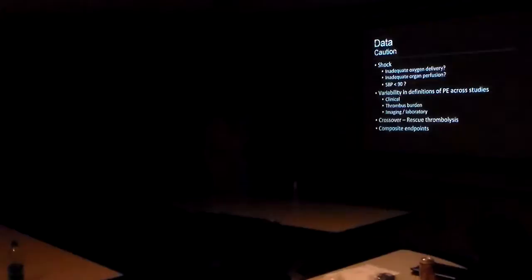Just some problems with the data, with data interpretation. We all know shock is not defined as a pressure less than 90. You can have a pressure higher than 90 and be in shock, or have a pressure less than 90 and not be in shock. But it's very difficult to define that in studies, and then there would be just tremendous variability, and every study would be a matter of, well, did they really have shock or not, rather than did the therapy work.